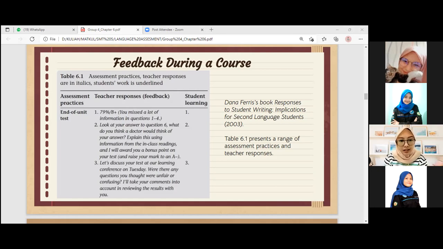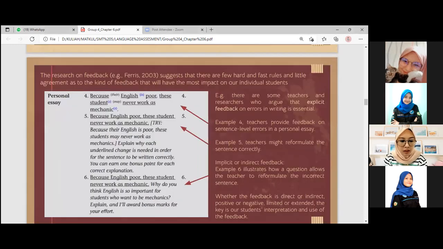Ferris in 2003 suggests that there are few hard and fast rules and little agreement as to the kind of feedback that will have the most impact on our individual students. And there are some teachers and researchers who argue that explicit feedback on errors in writing is essential, like in example 4, teachers provide feedback on sentence level errors in a personal essay, and then in example 5, teachers might reformulate the sentence correctly. Explicit feedback and reformulation actually support the students' learning because teachers mention the error part and fix it directly so that students can understand.